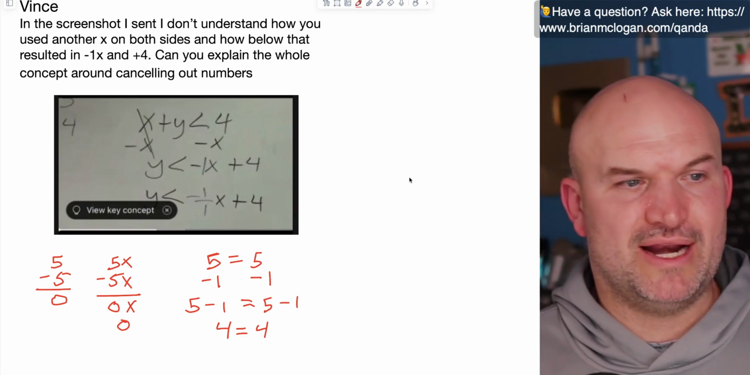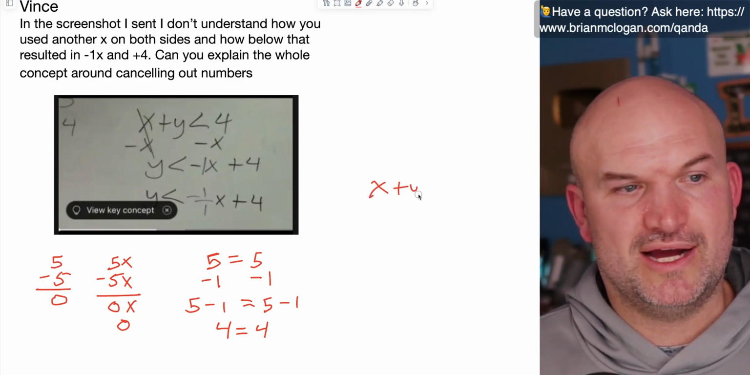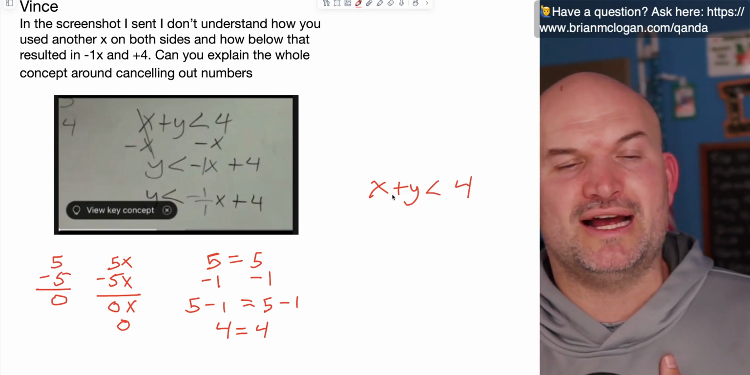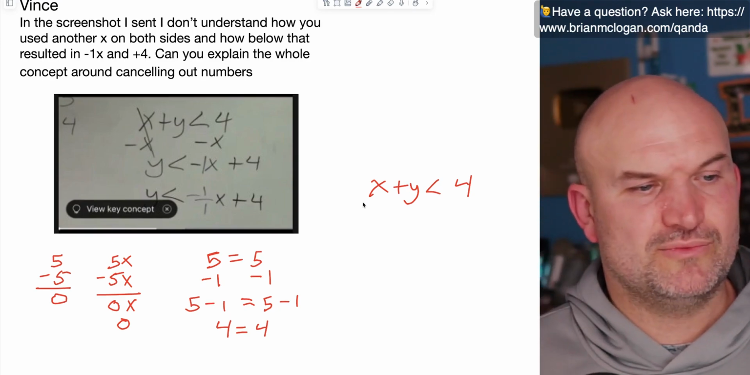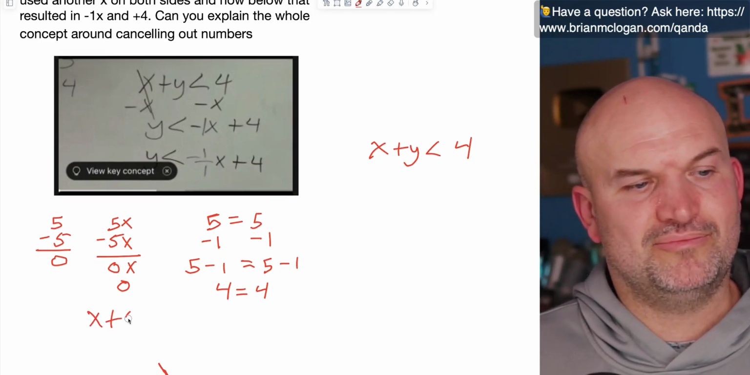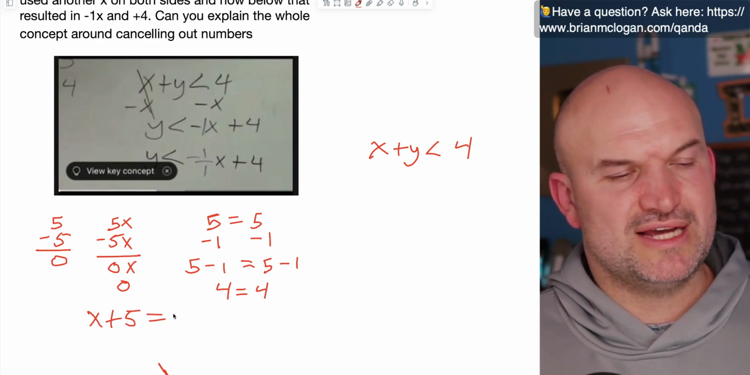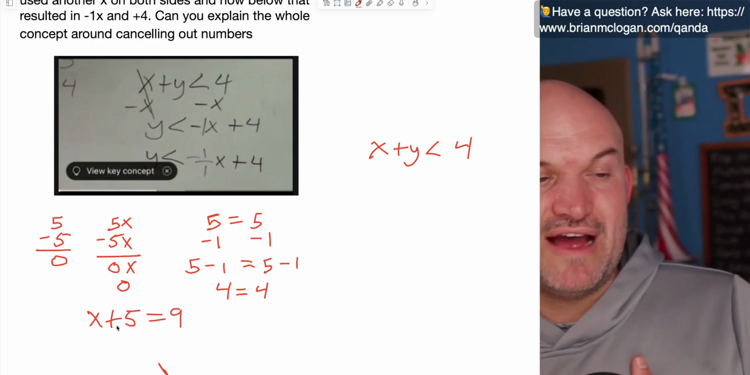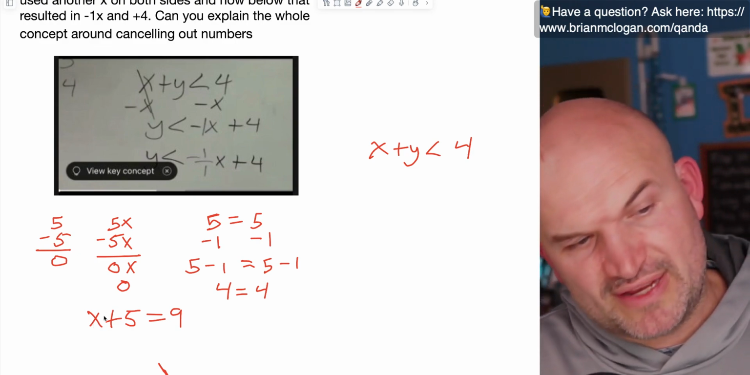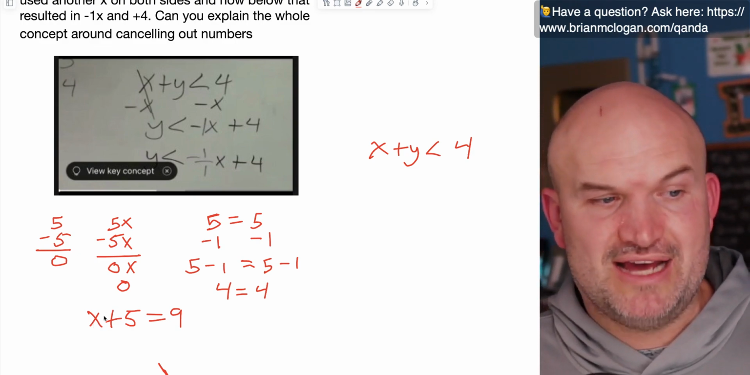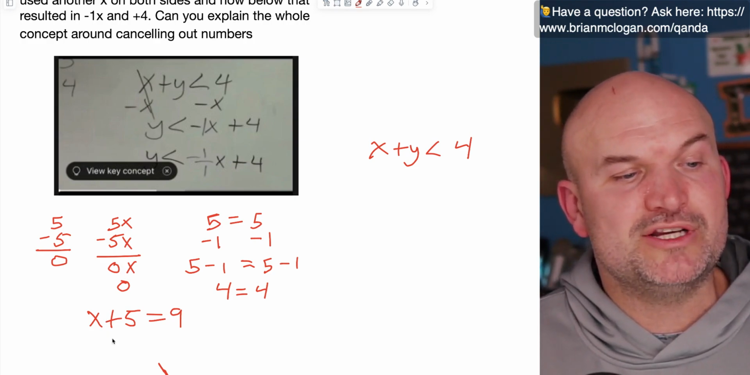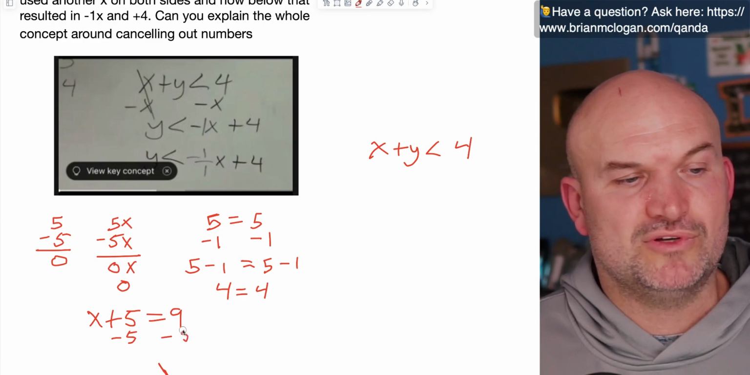So let's go and look at the problem that I had. I had x plus y is less than 4. Now in this problem, what I need to do is isolate the y. But the one last thing I wanted to do first: if I had x plus 5 equals, I don't know, 9, and I want to solve for x, that means I need to undo what's happening to the x. If you read this equation, it says x plus 5. How do you undo adding 5? Well, you're going to use the inverse operation, which is to subtract a 5 on both sides.